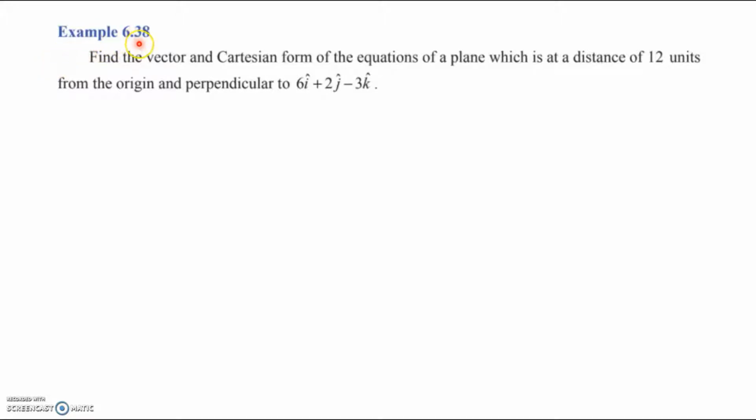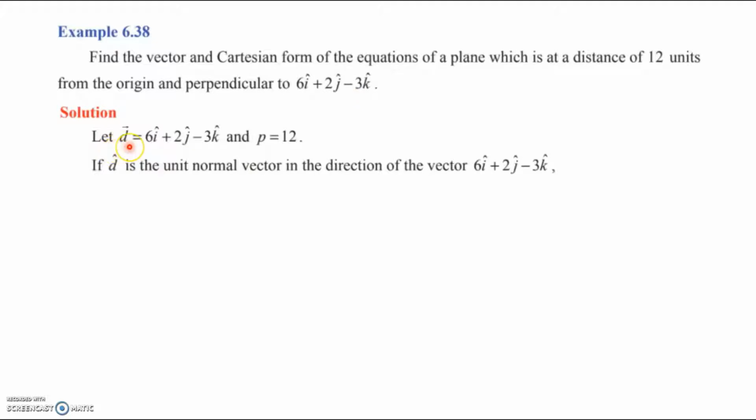Example 6.38. Find the vector and Cartesian form of the equations of a plane which is at a distance of 12 units from the origin and perpendicular to 6i cap plus 2j cap minus 3k cap. So this is our normal to the plane, and the plane is at a distance of 12 units. So you're given the distance and the normal. So let's proceed.